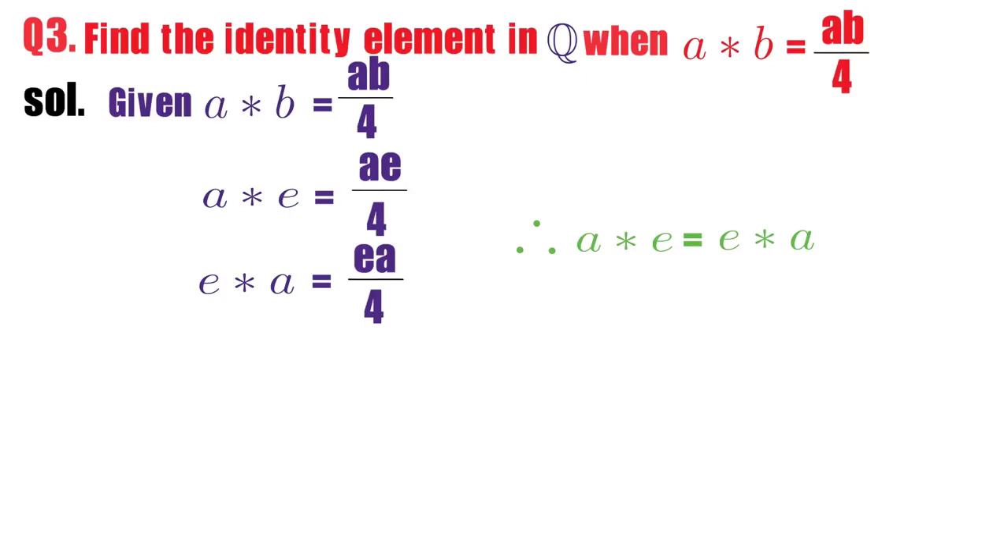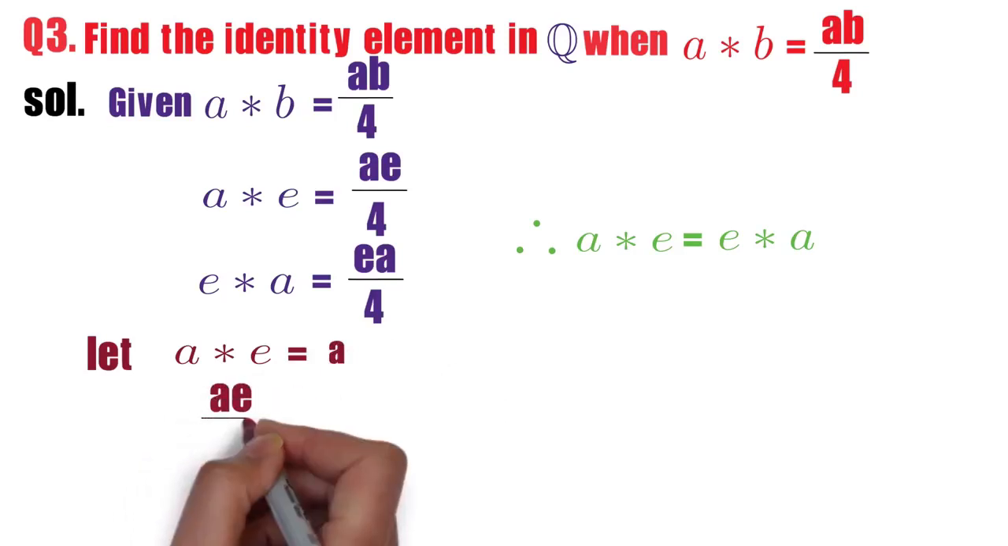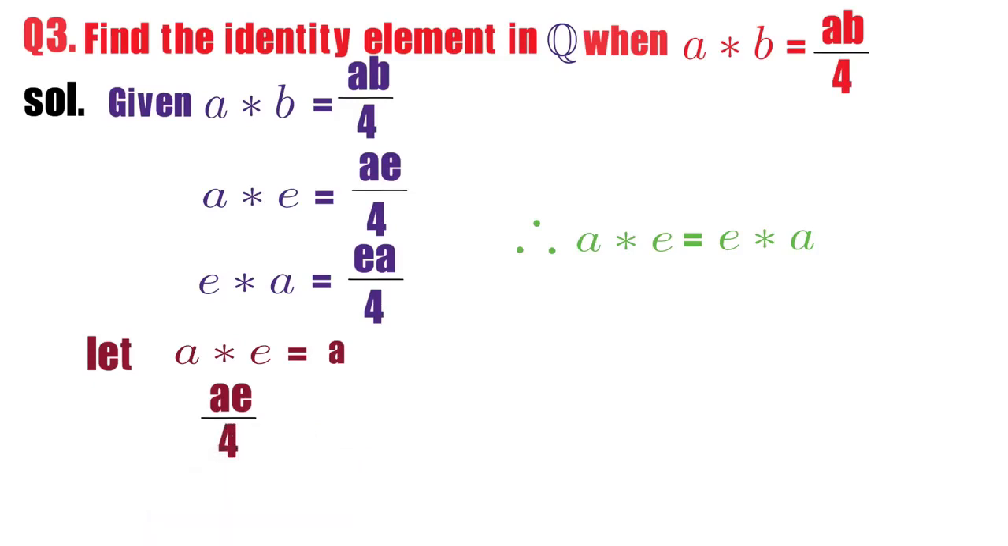Whenever you are finding the identity element, first you confirm that a star e is the same as e star a. Once you confirm that, you take either a star e equals a or e star a equals a. I take a star e equals a. What is a star e? It is ae by 4. ae divided by 4 equals a. If you observe here, a will get cancelled and you will get e equals 4. The identity element we got is 4.